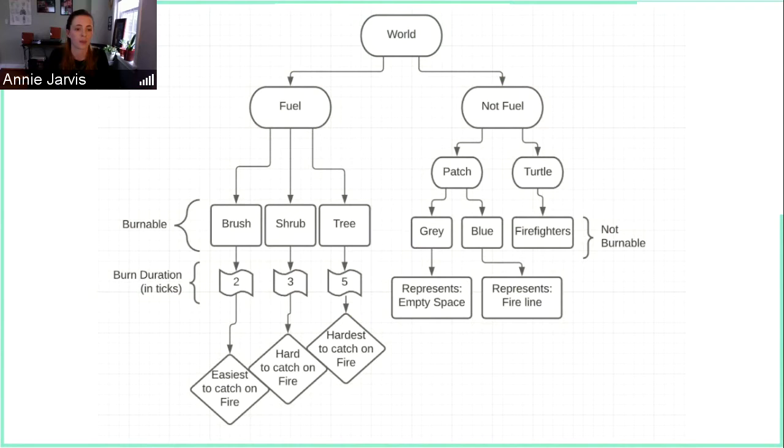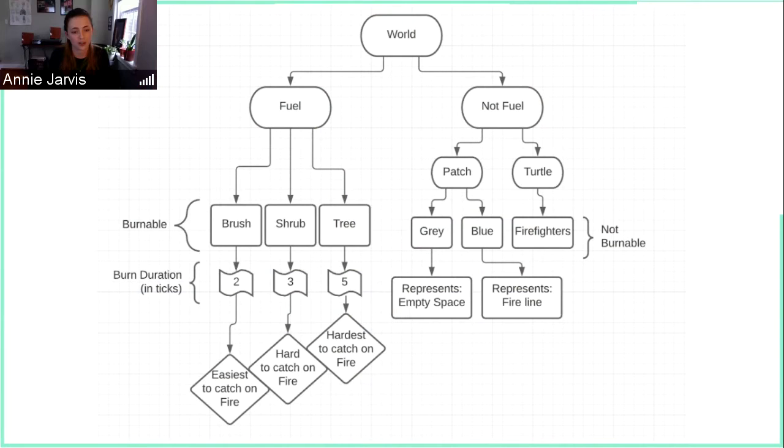Our brushes burn up after about 2 ticks, and they are the easiest to catch on fire because they have the most lenient conditions which allow it to catch on fire. Then we have our shrub, which is one more than the amount of ticks it takes for the brush. The brush represents more of a grassy, grassland kind of plant life.